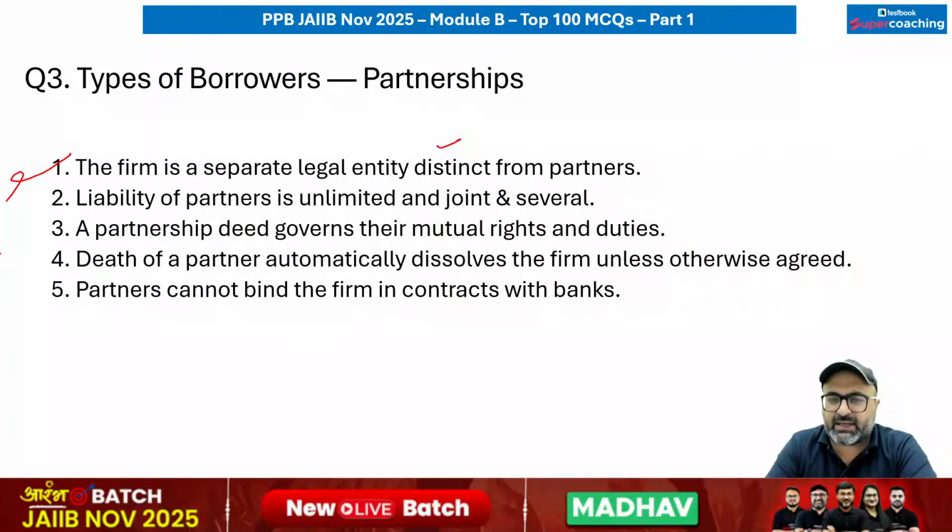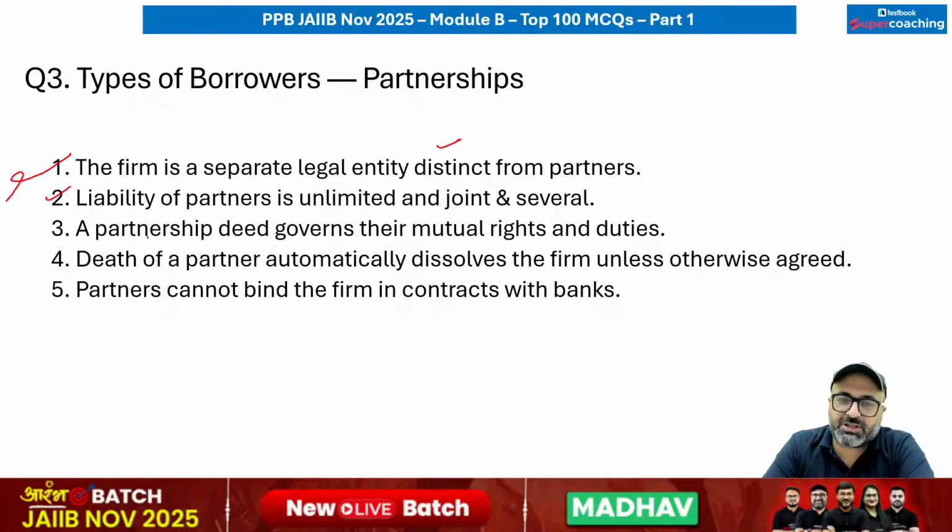Liability of partners is unlimited, joint and several. The liability of your partners would be unlimited, joint and several. Absolutely sir, the firm is not a separate legal entity as we have discussed. Liability is unlimited in case of a firm.